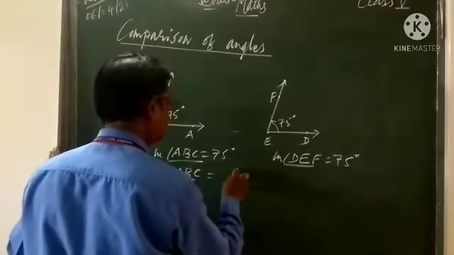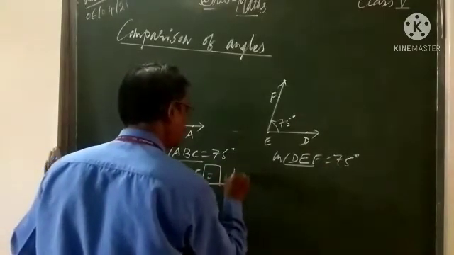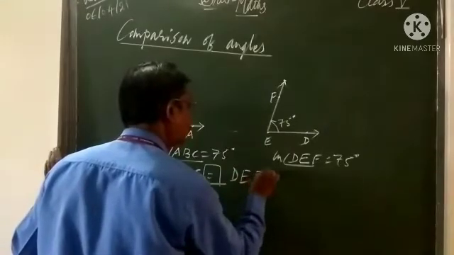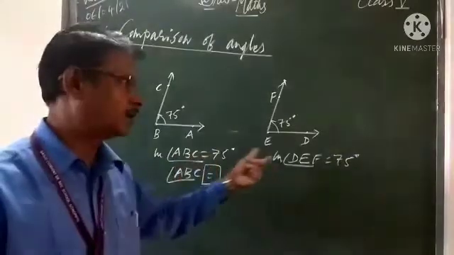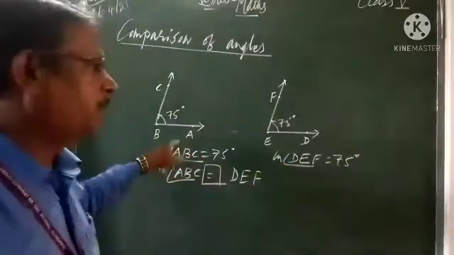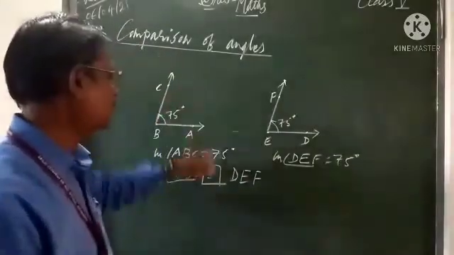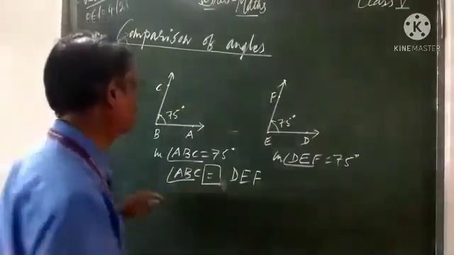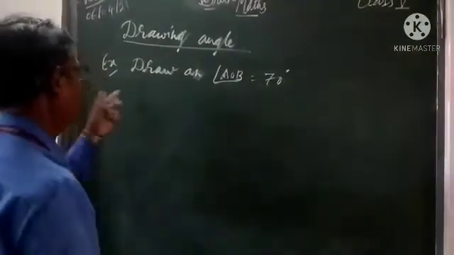75 both. So that's why angle ABC equals angle DEF. Why? Because both angle values we are getting here are the same, 75 degrees. That's why angle ABC and angle DEF are equal. So comparison means that we only have greater than, less than, or equal to. So understood this one? Now, drawing an angle. Already we have completed that one.